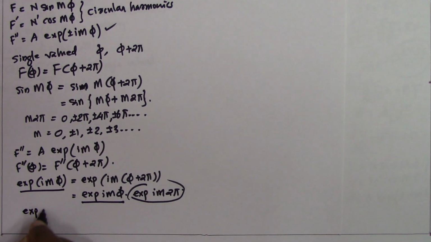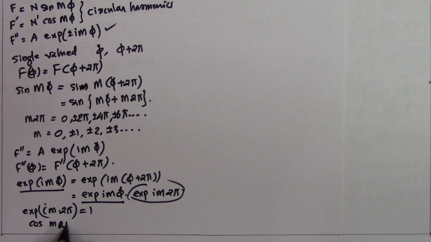Exponential i m 2 pi must be equal to 1, and we know that exponential i m 2 pi is equal to cos m 2 pi plus i sine m 2 pi, that is equal to 1, because exponential i k x is equal to cos k x plus i sine k x. Like that we have written; you have learnt that in the previous semester itself.